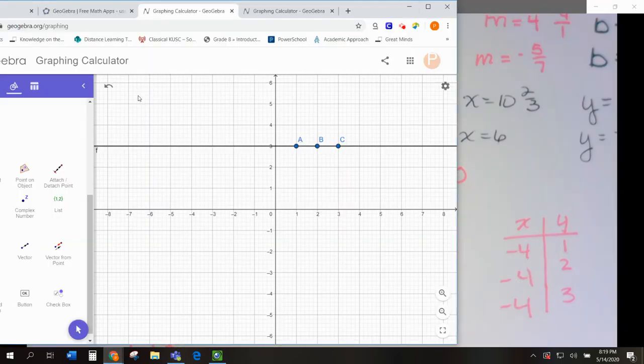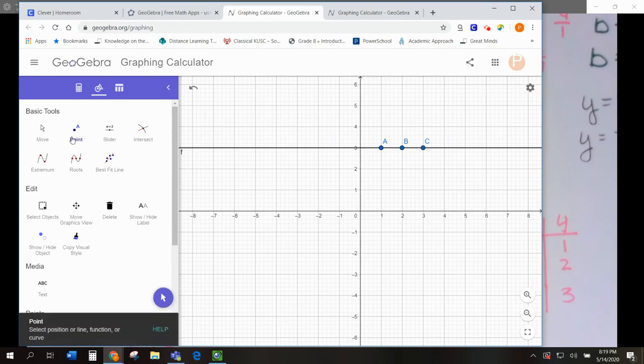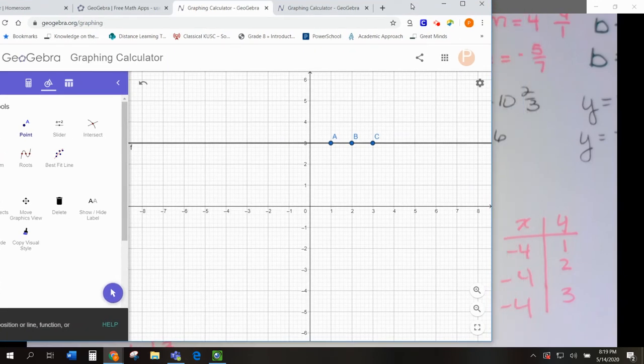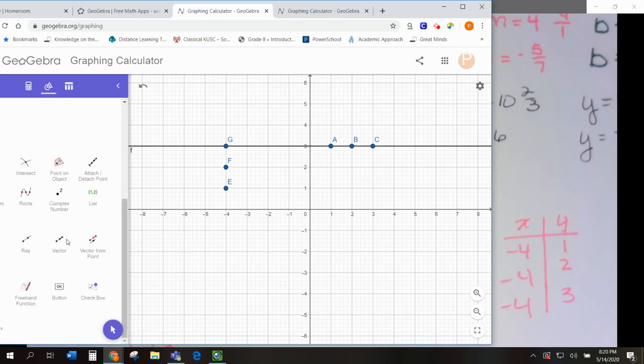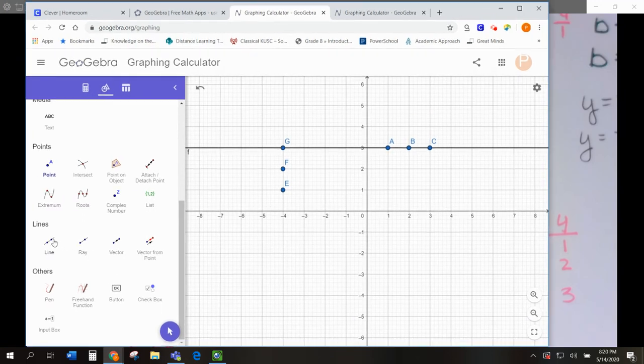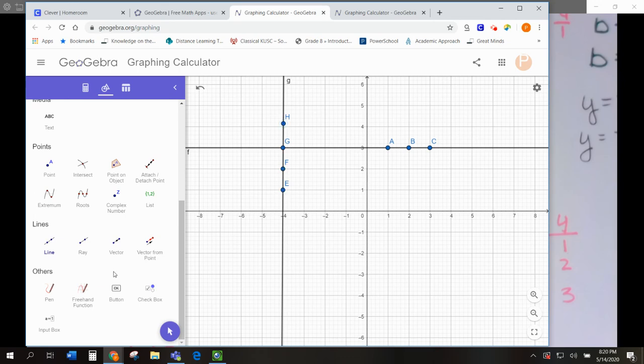So let's go back and graph this one. Over here, x is -4, y is 1; -4, 2; -4, 3. I'm going to put a line through these. And here we're going to get a vertical line. And if we remember, the slope of a vertical line is undefined.